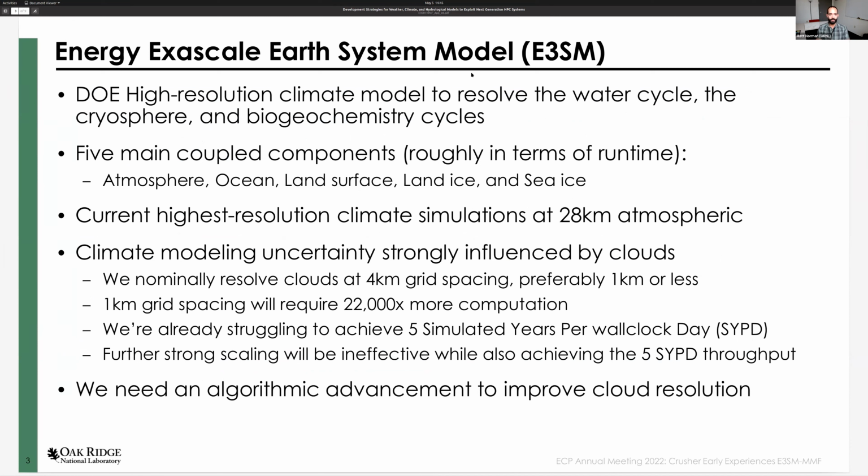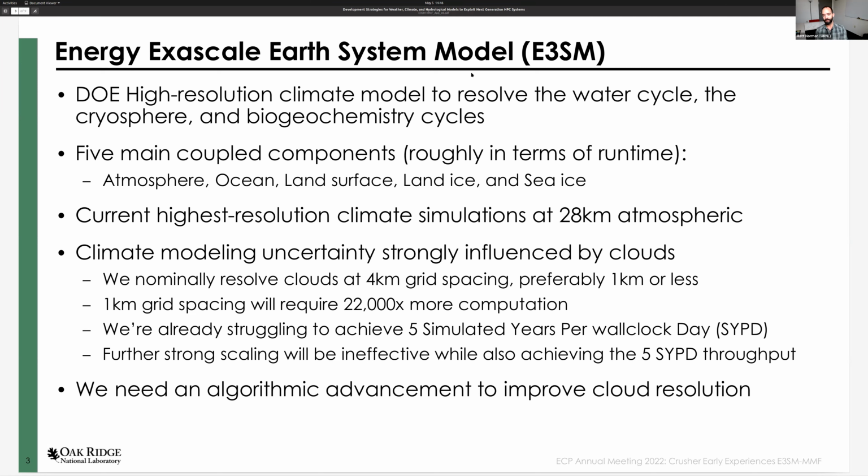So the E3SM is a high-resolution climate model developed and funded by DOE to resolve three main science targets: the water cycle, the cryosphere, and biogeochemistry cycles. It is a coupling of five main components, though there are more. And those components, roughly in terms of expense, the atmosphere is the most expensive. Then we have the ocean, land surface model, land ice, and sea ice. In our current high resolution traditional simulations, we're running at about 28-kilometer average grid spacing in the horizontal.